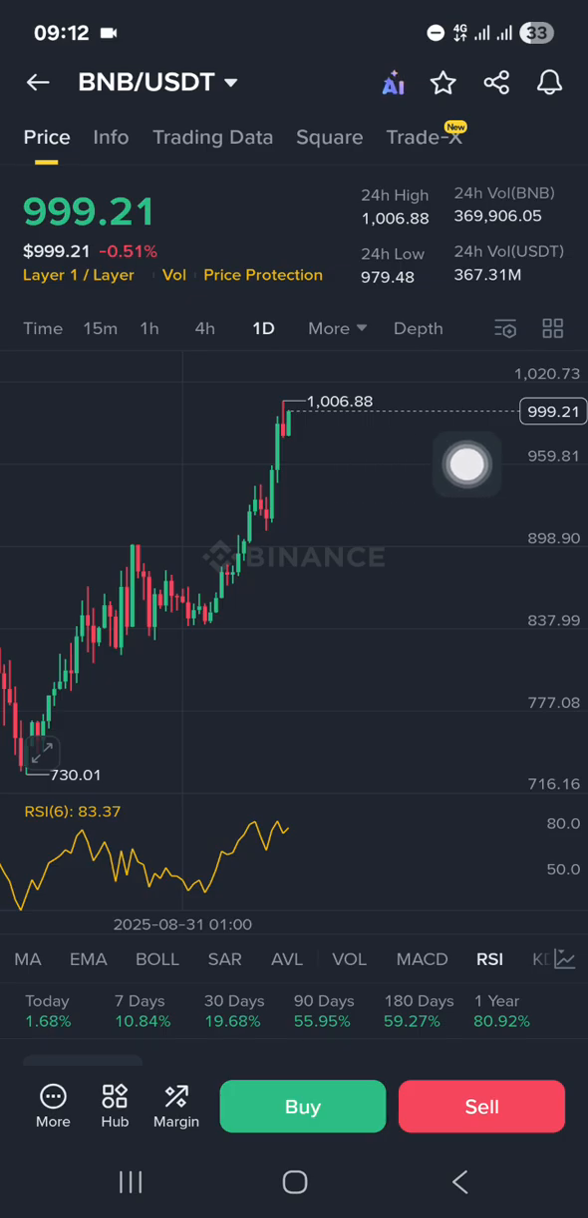Then the below, this is my next target. My next target is 1,020. That's my next target. That's my take profit level. Or I'm taking profit at a retest of this 1,006. Are you getting me? That's my next resistance. Why my next support level is going to be my stop loss.